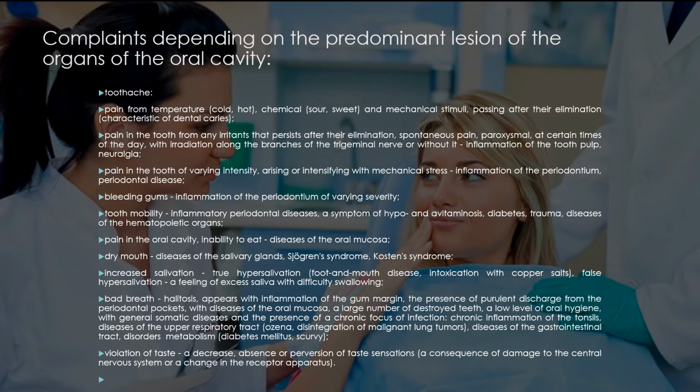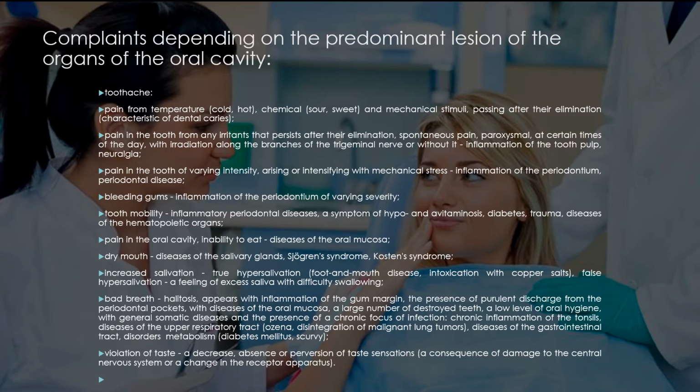Toothache can be different, and depend on temperature, cold or hot, chemical, sour or sweet, and mechanical stimuli. Pain passing after the elimination of the stimulus is characteristic of dental caries. Pain in the tooth from any irritants that persists after the elimination, spontaneous pain, paroxysmal pain at certain times of the day, with irradiation along the branches of the trigeminal nerve, or without it, means that there is inflammation in the tooth pulp, or sometimes might be evidence of neuralgia.